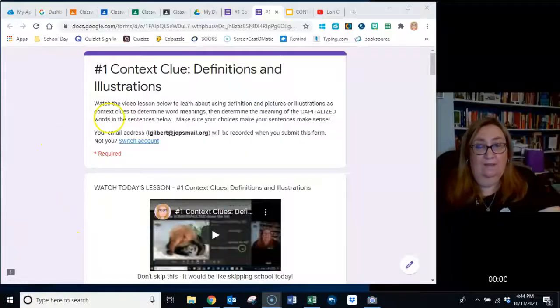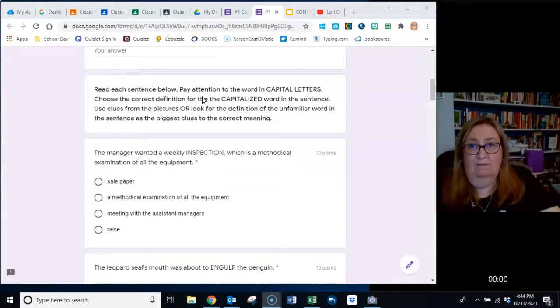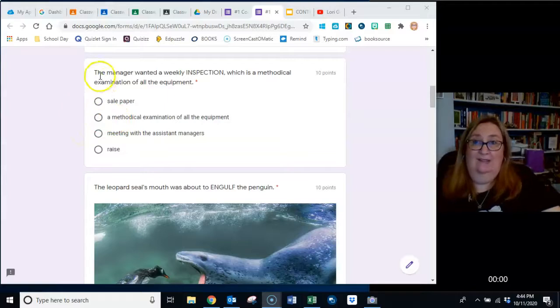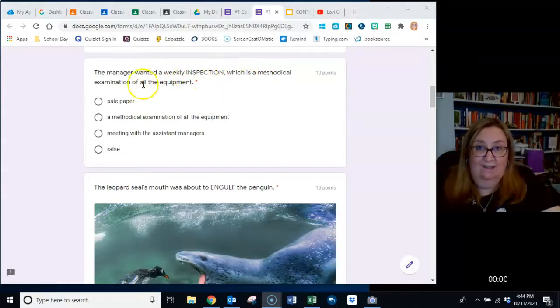Super important. Let's look at yesterday's super quickly. Apparently the word of the day is super, so super quickly, let's go look at our super fun worksheet. Okay. All right, this is the context clue, definitions, and illustrations that you completed yesterday. We're just going to go over this really quickly. The first sentence, the manager wanted a weekly inspection, which is a methodical examination of all the equipment. So the inspection, which is, and it gives you the answer there, right? A methodical examination of all the equipment. Tricky.